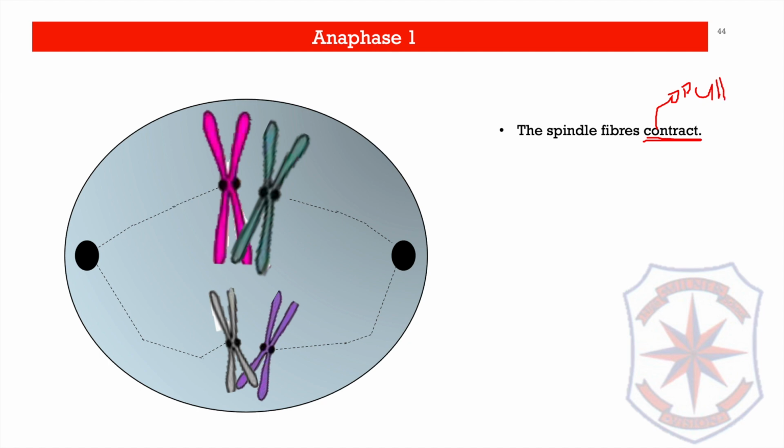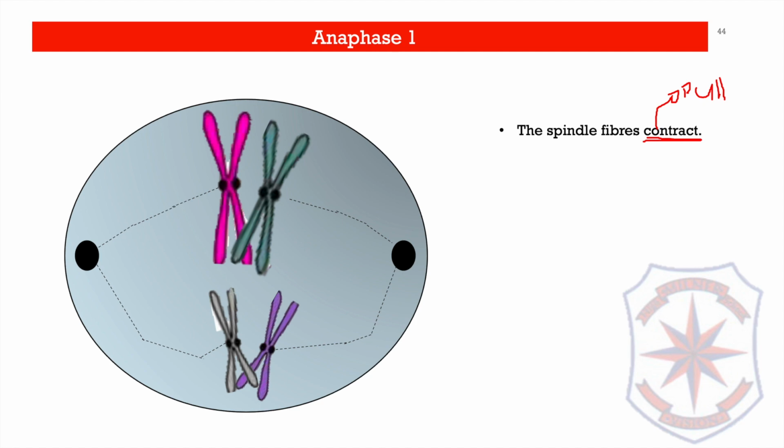Okay? So it means this spindle fiber is going to pull in that direction. This spindle fiber will pull in that direction. No, sorry, wrong direction. That spindle fiber will pull in that direction. That spindle fiber will pull towards that direction. And this spindle fiber will pull towards that direction. Okay, so when the spindle fibers contract, or when they pull, the chromosomes will move to the opposite poles of the cell.